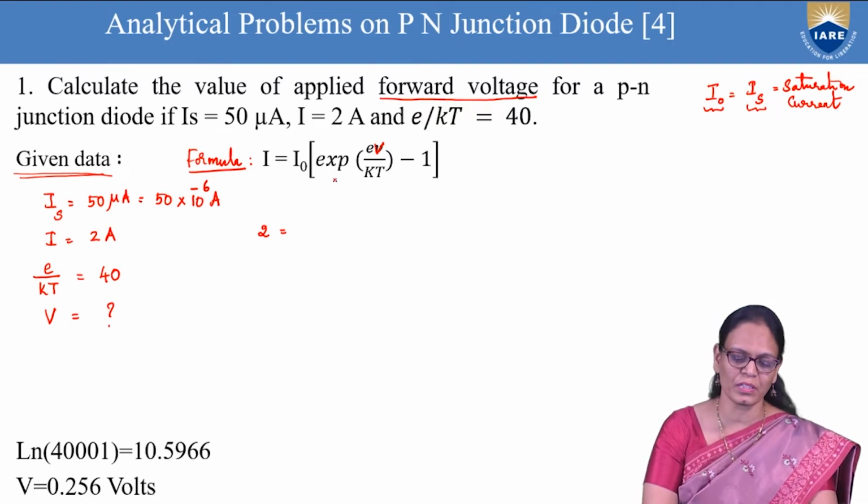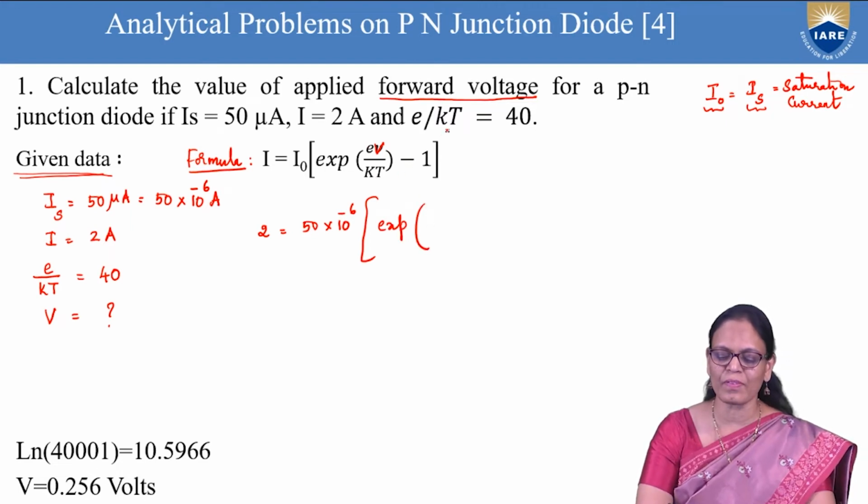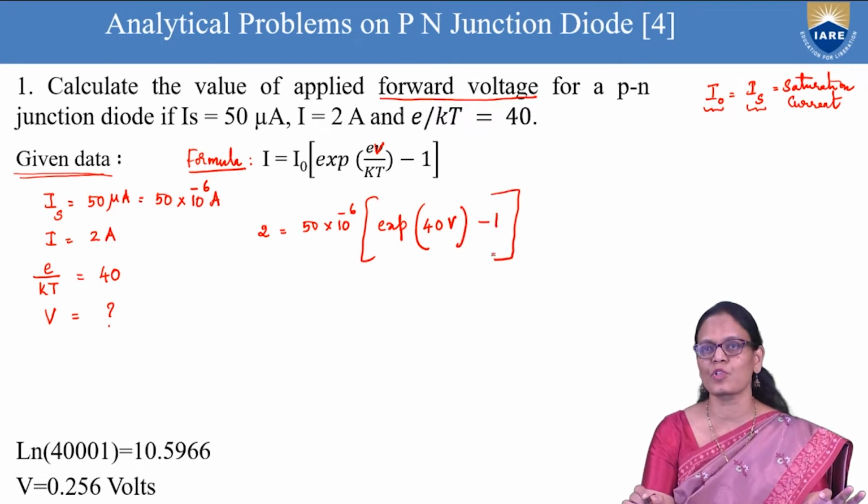So I naught, that is given as 50 into 10 power minus 6 into exponential E by kT value is given. The value of E by kT is 40. So we have 40 volt V minus 1. So we have done the substitution.